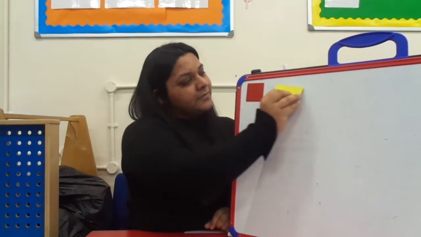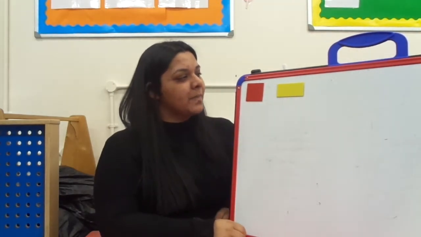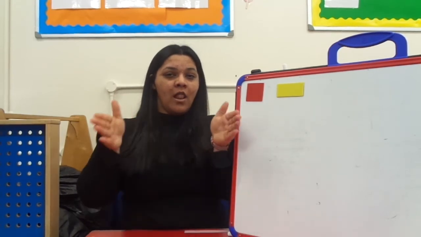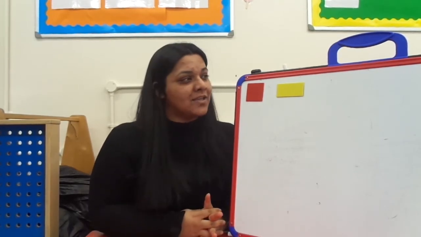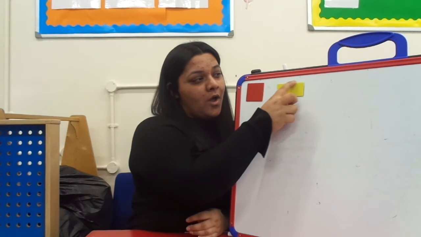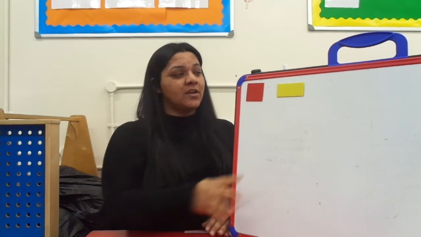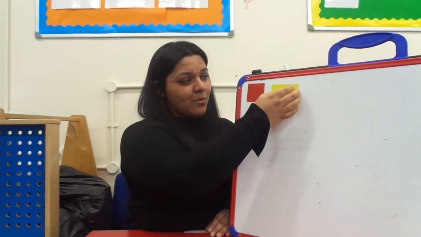Can you see here? Let's pop that one there. The sides are different to the square because some are longer and some are shorter. Should we count how many long sides a rectangle has got? Ready? 1, 2. 2 long sides. Now let's count the short sides. Ready? 1, 2. So 2 short sides and 2 long sides. That's how we can recognise our rectangle.